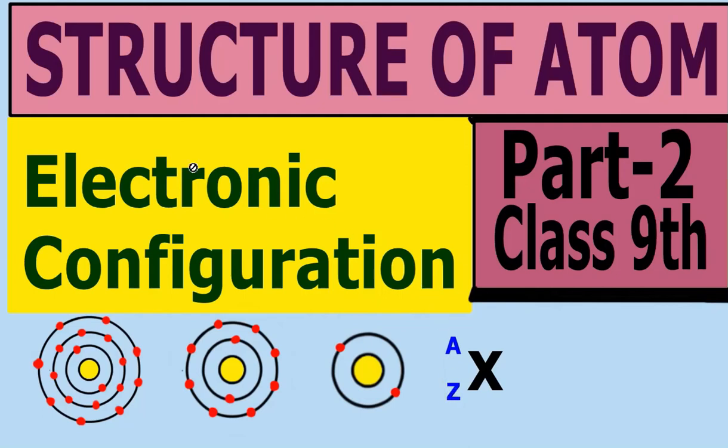Hello students, we are doing the chapter Structure of the Atom and this is the second part of the chapter, and in this part we are going to discuss electronic configuration of various elements. So let's proceed with electronic configuration in detail now.